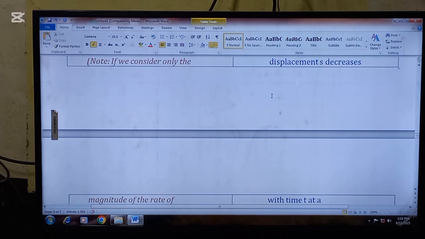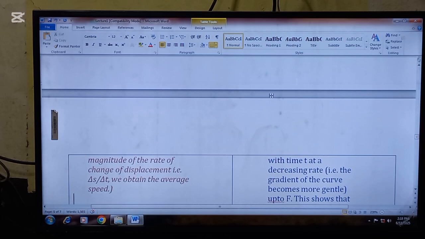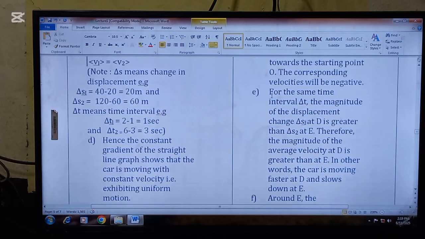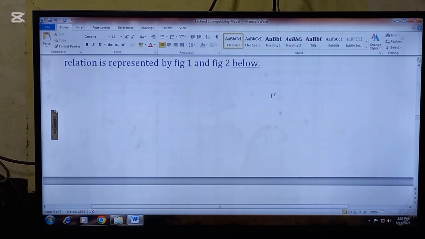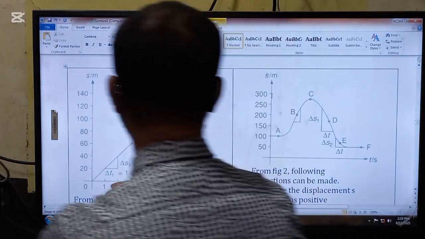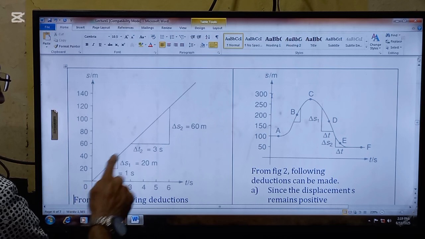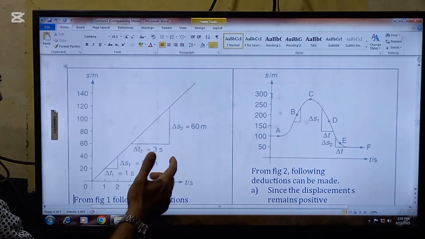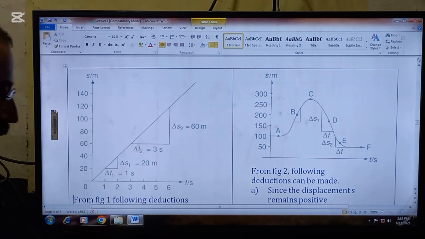Note, if we consider only the magnitude of the rate of change of the displacement, that is delta S over delta t, we obtain the average speed. So look now again at the graph, figure number 1. Because this is a straight line graph, there is no curve or bend. So whenever we find the gradient at any part of the graph, the gradient will be the same. So it means the body is moving with uniform velocity.